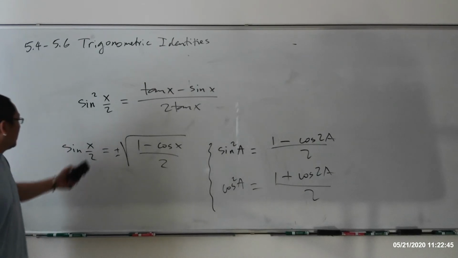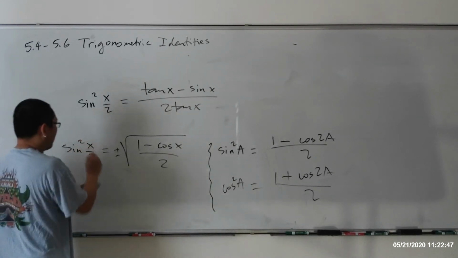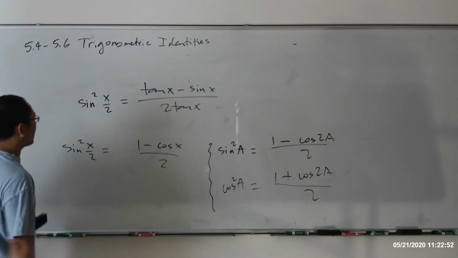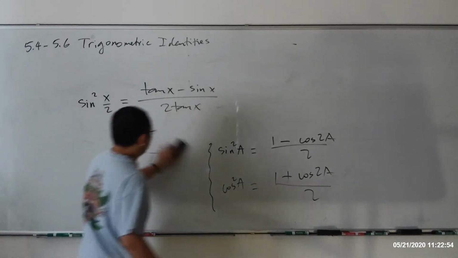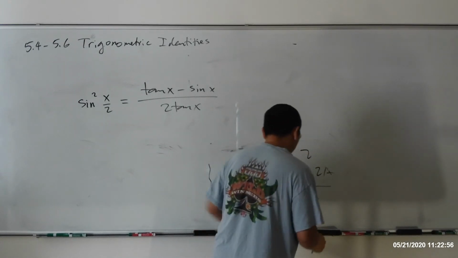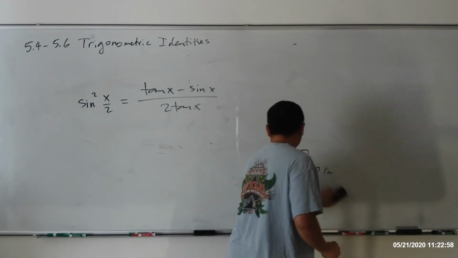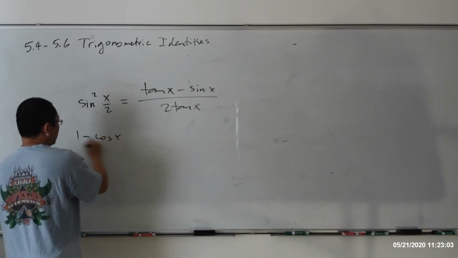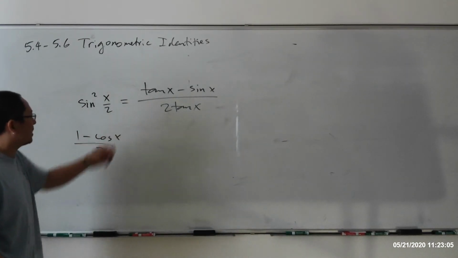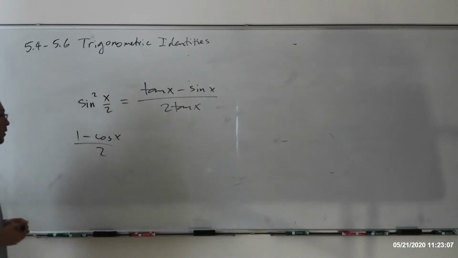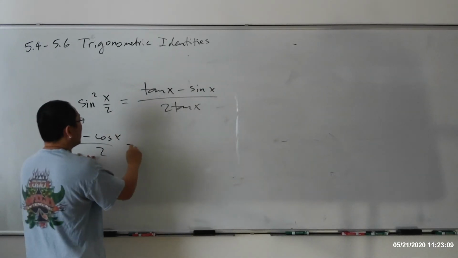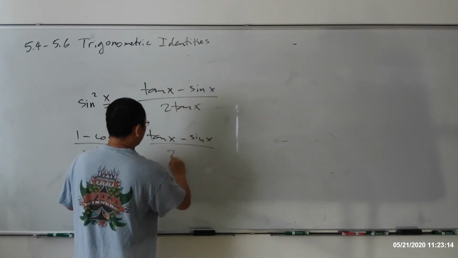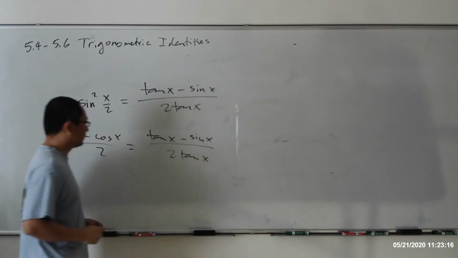Okay? So plug it in here, sine squared. I'm going to square up, so get rid of the radical. So really, my left hand side will be 1 minus cosine x over 2. Right now, all the angles are back to the whole angle of x, no more half angle. And how do I prove that this is equal to (tangent of x minus sine x) over (2 tangent of x)?